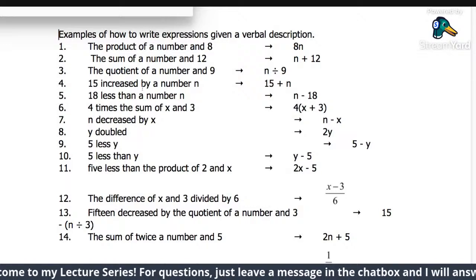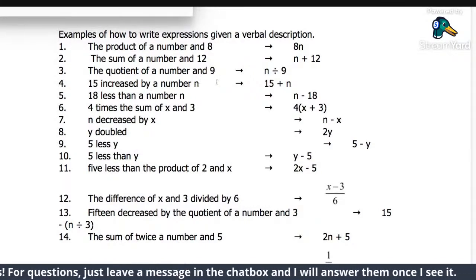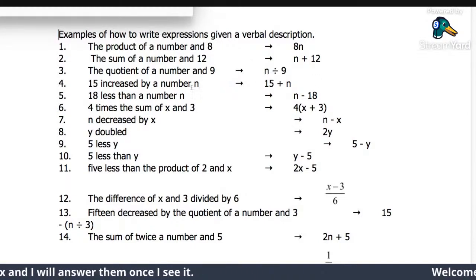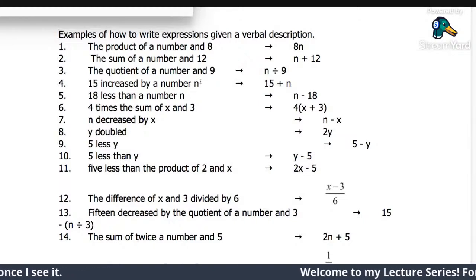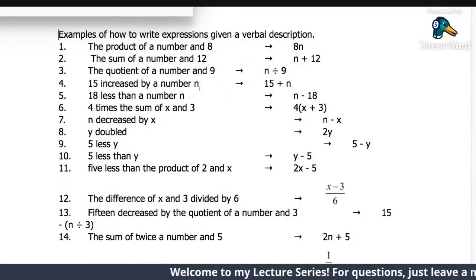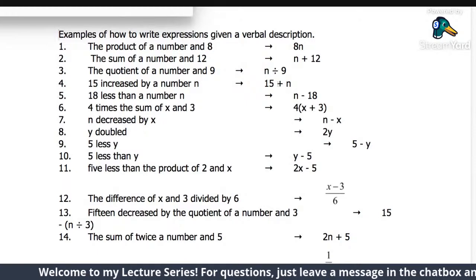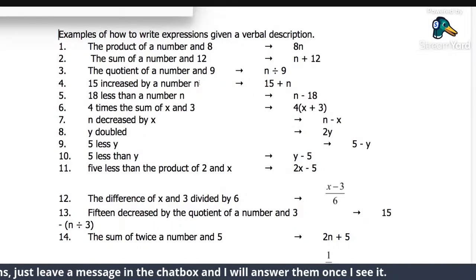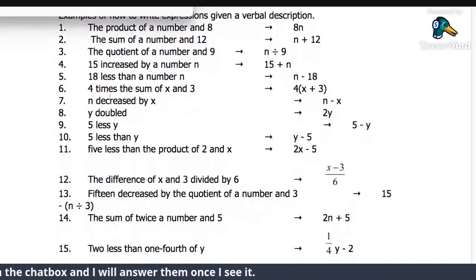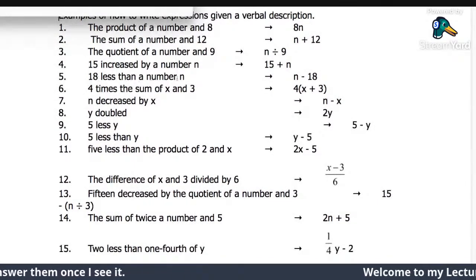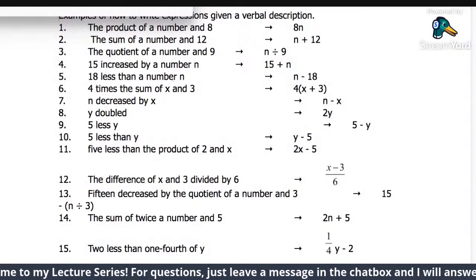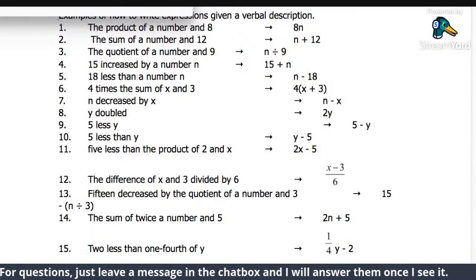15 increased by a number n. Of course, here we can write this only as 15 plus n because the unknown number is identified in this verbal description. It says number n, so we make use of n. So this is 15 plus n. We cannot use 15 plus x here because the verbal description made use of n. For number 5, 18 less than a number n. Take note here that we made use of the expression less than.